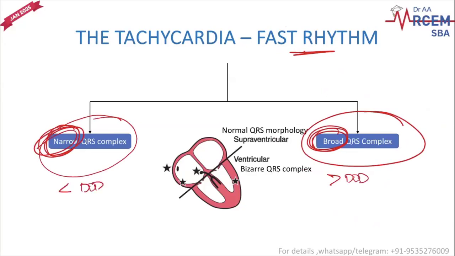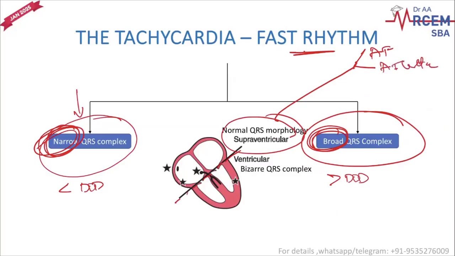Why is it helpful? If it is a narrow QRS complex, we consider it a supraventricular rhythm. Supraventricular rhythm can be atrial fibrillation. It can be atrial flutter. It can be a supraventricular tachycardia. This can be just a sinus tachycardia. These are the differential diagnoses. So it becomes easier. If it is a ventricular rhythm, it becomes a broad QRS complex.